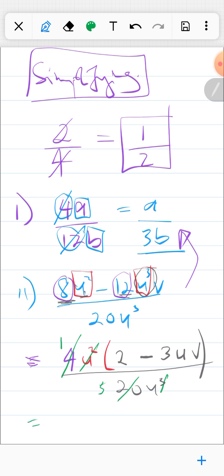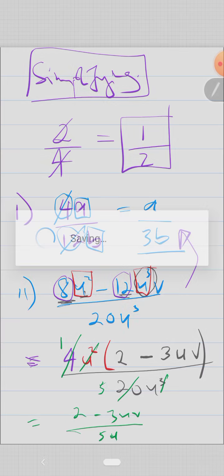So my answer would be 2 minus 3uv all over 5u. That's a simplified fraction. So that's level 1. I'll also do one from level 2.